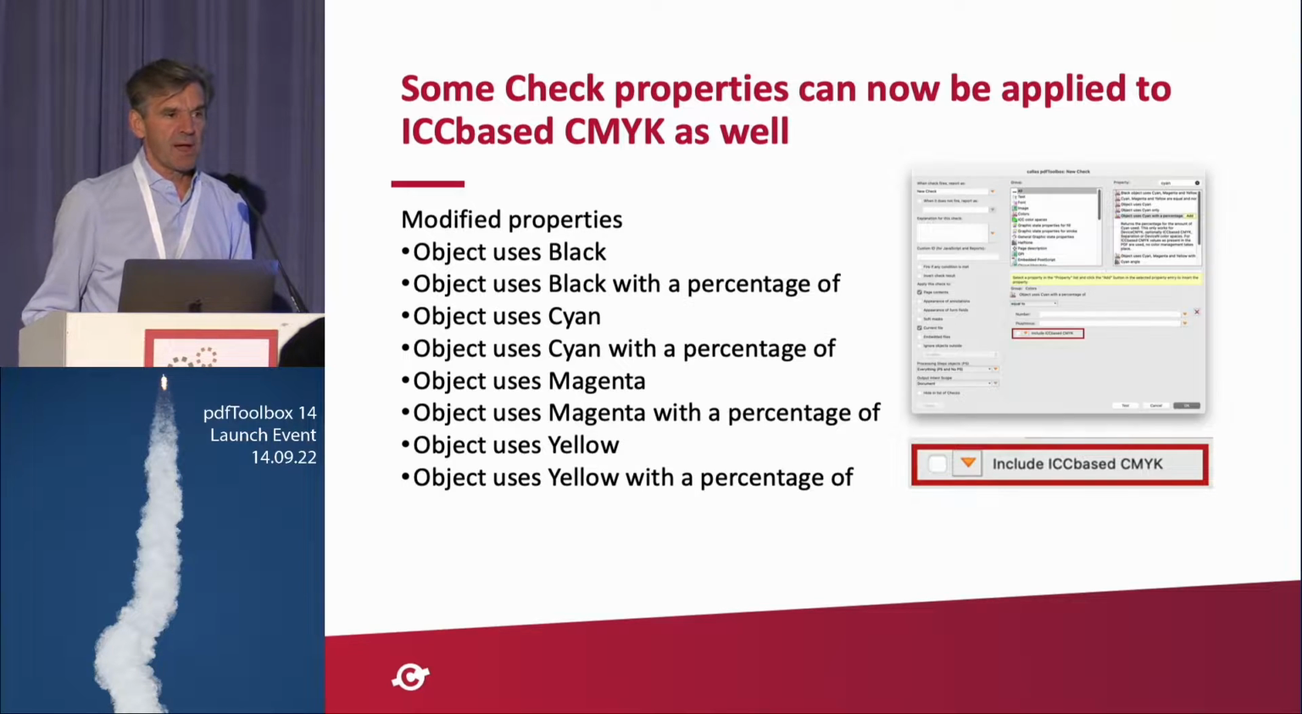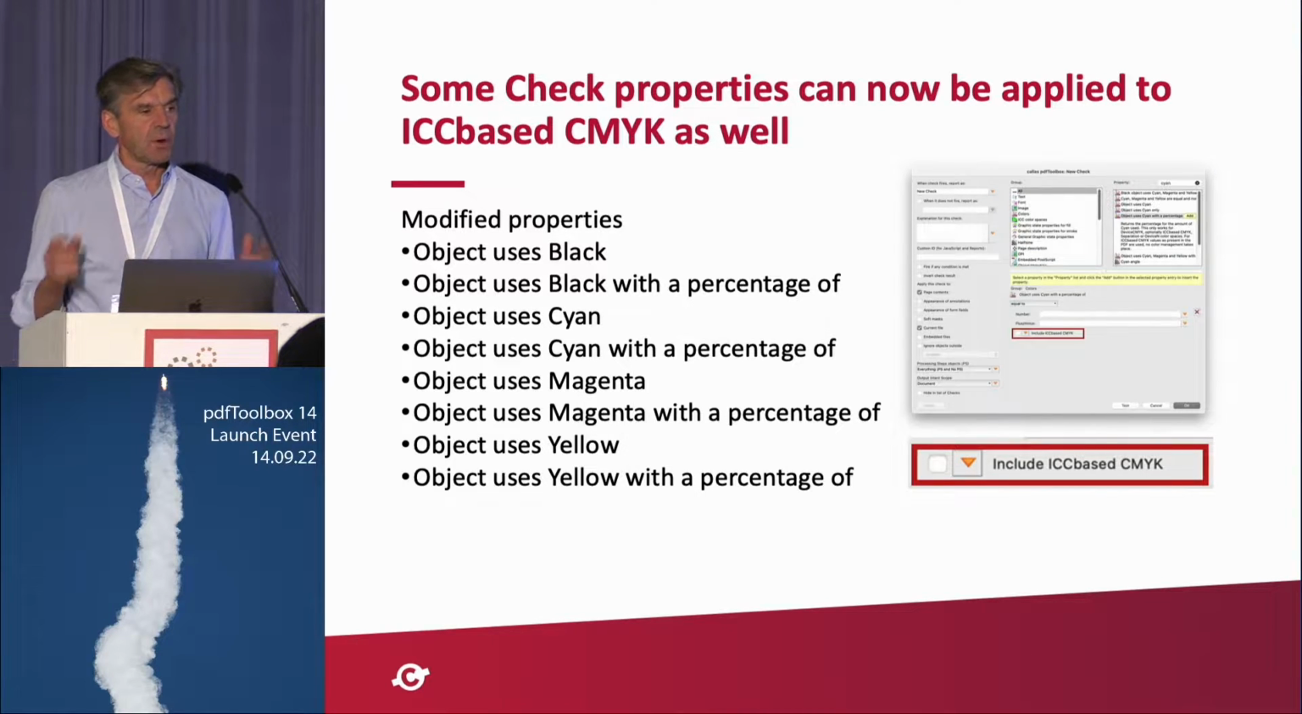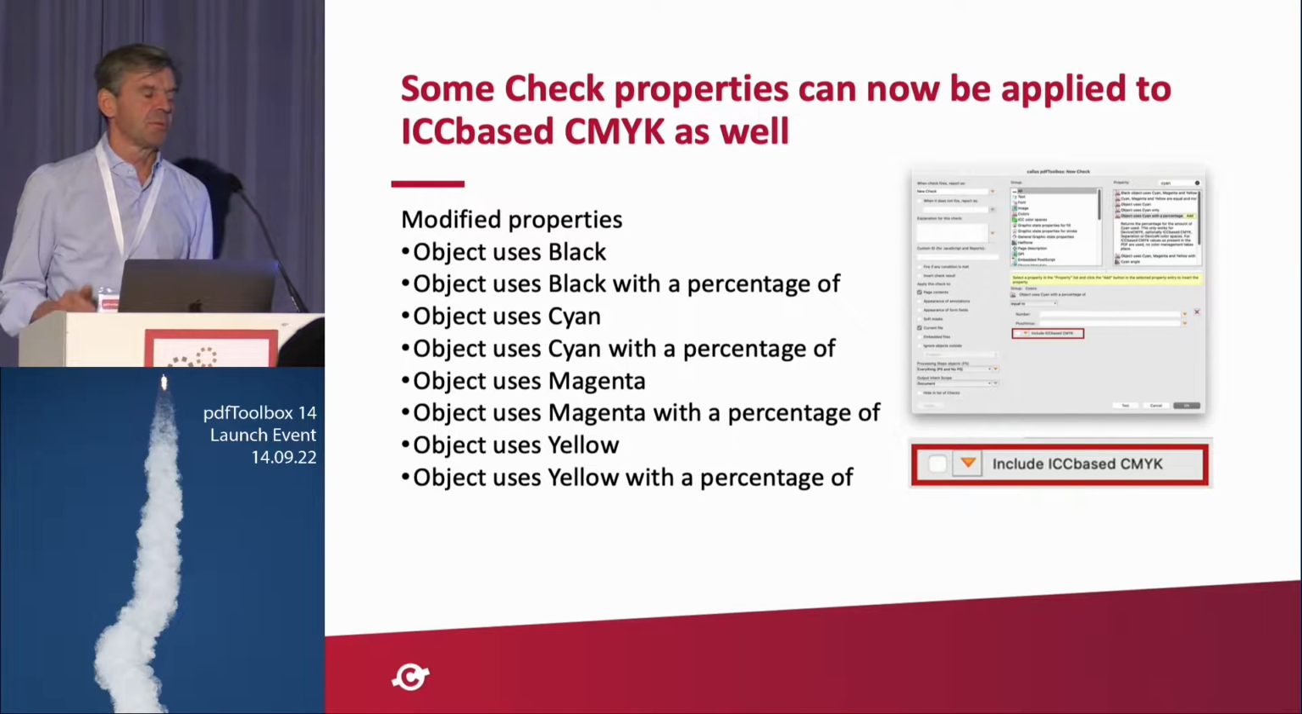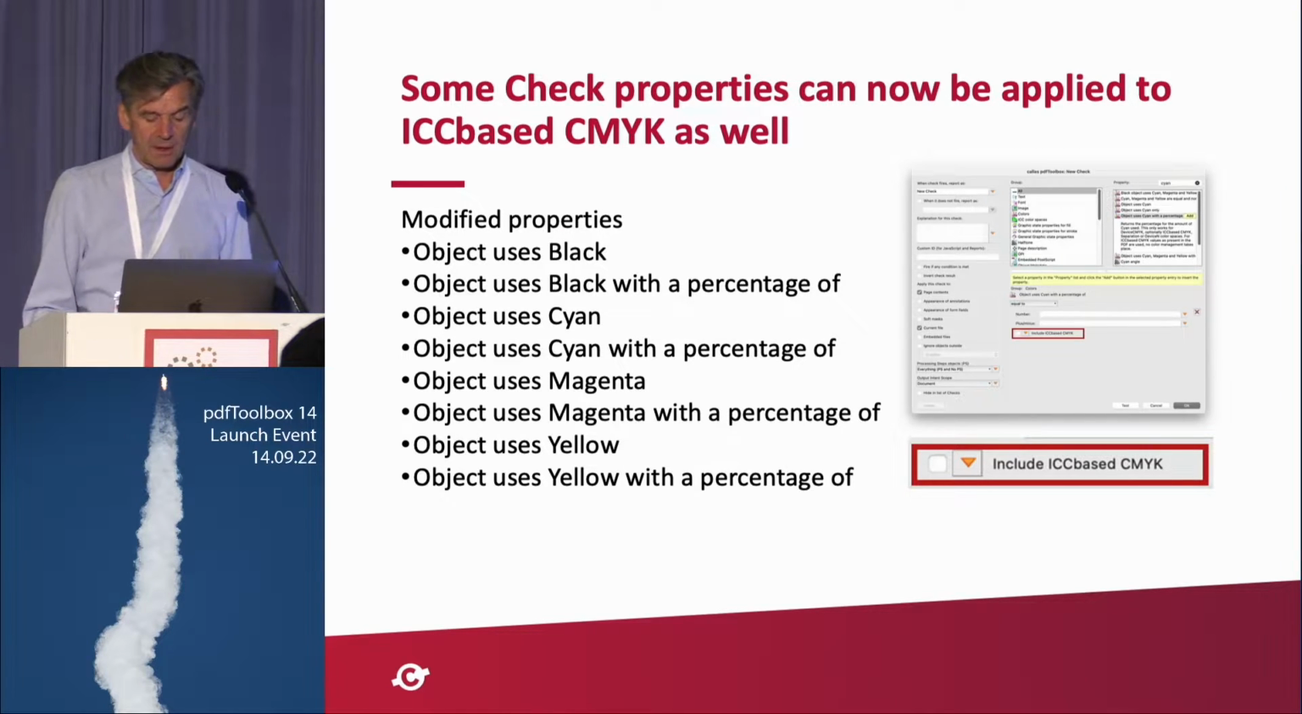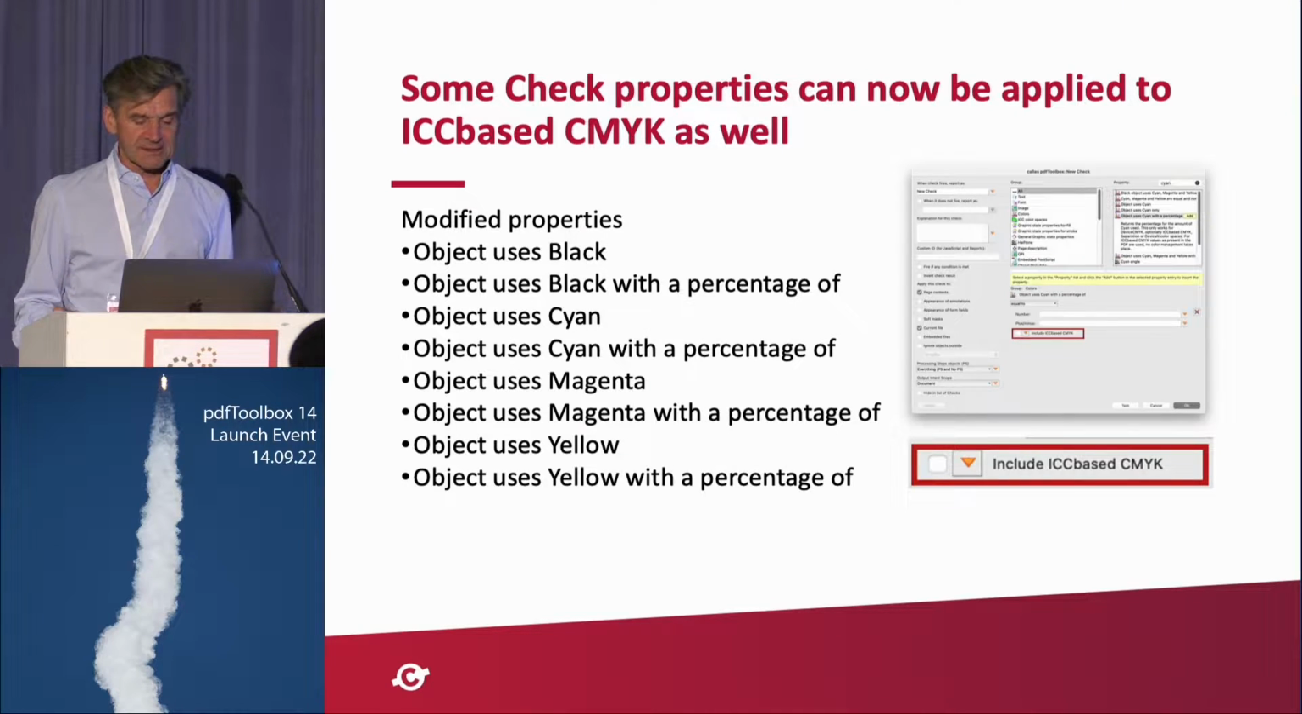So once in a while, you have a CMYK object, and you want to find all CMYK objects that somehow use, let's say, black with a certain percentage. You will find them as long as they use device CMYK. But if they use ICCbased CMYK, you wouldn't find them, which in a way makes sense, because if it's ICCbased CMYK, they are destined to possibly being color converted, and then you don't know what the result is.